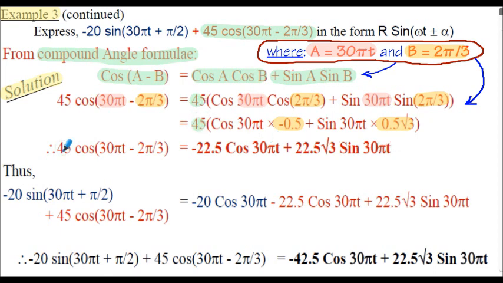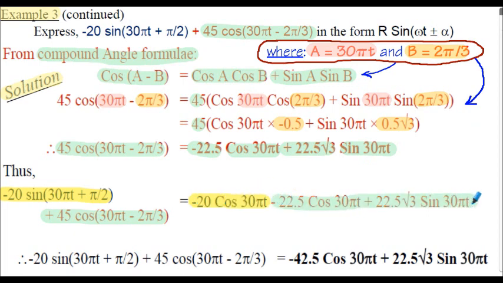So from this expansion, 45 cos of 30 pi t minus 2 pi upon 3 can be written as negative 22.5 multiplied by the cos of 30 pi t, plus 22.5 multiplied by the square root of 3 multiplied by the sine of 30 pi t. All I do now is state the original two waveforms that we're trying to combine, that were given in the question, and I replace them with their equivalent from our compound angle formulae. Notice the like terms here, summating produces this term here.